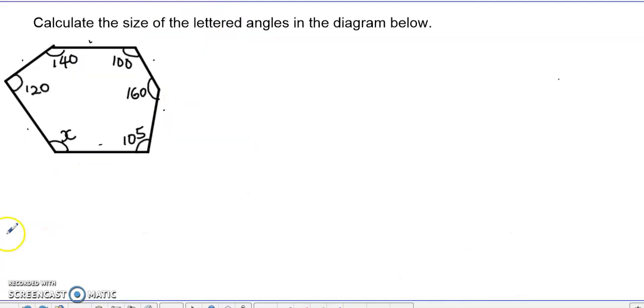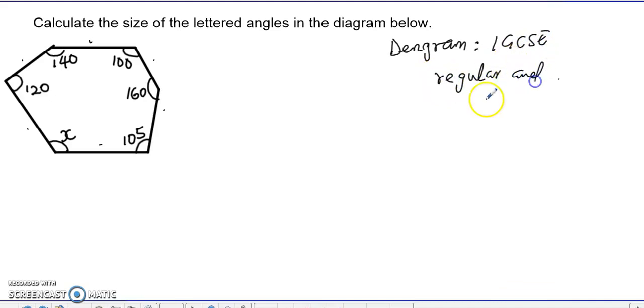So today we are going to look at the irregular polygon. If you were not present in the last lesson, simply type 10 gram IGCSE regular and irregular polygon on YouTube. You can watch it before you follow up on this one.